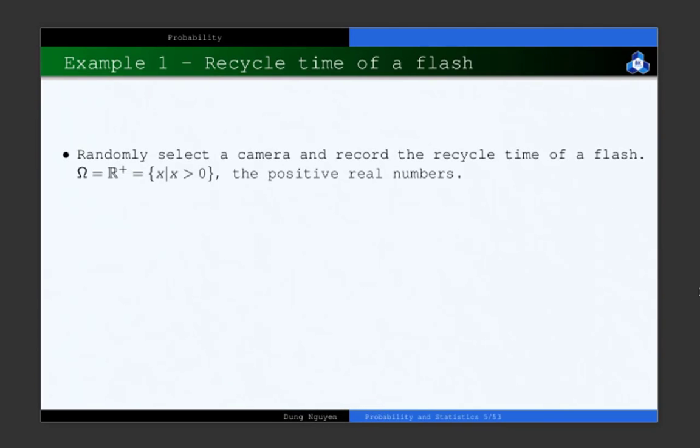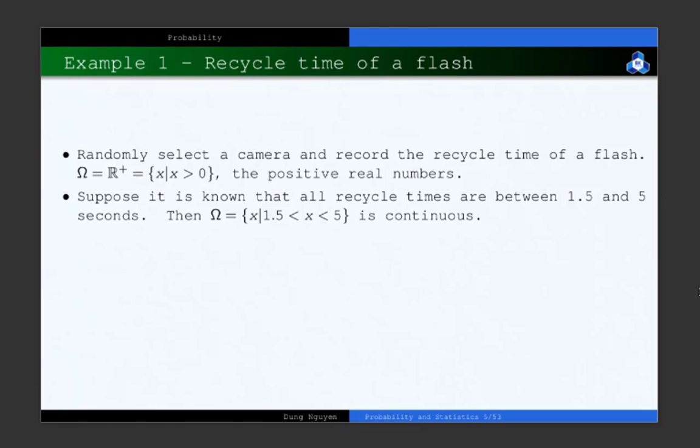For example, consider the recycle time of a flash. You select a camera and record the recycle time of that flash. Then you come up with a set of positive real numbers, and that set is called the sample space because the time has to be positive. It cannot be negative or 0.